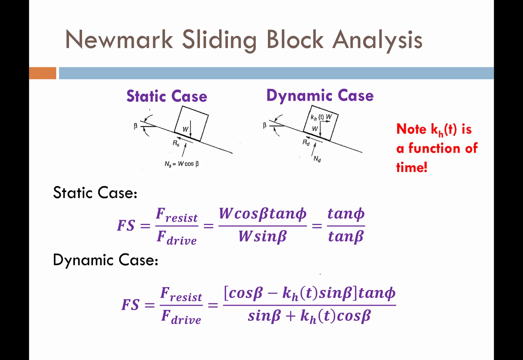So if we account then for the addition of that acceleration in the driving force in the downslope direction, it's going to ultimately reduce our factors of safety for the dynamic case. So the dynamic case is always going to have a lower factor of safety than the static case.